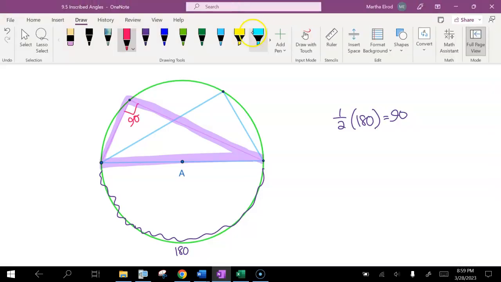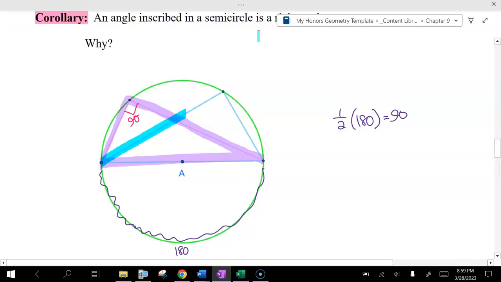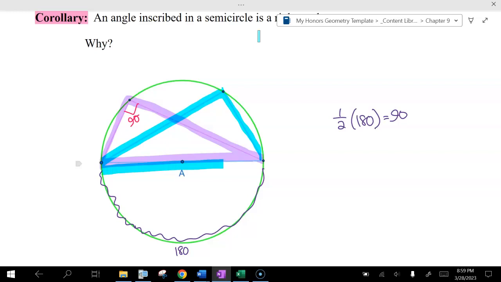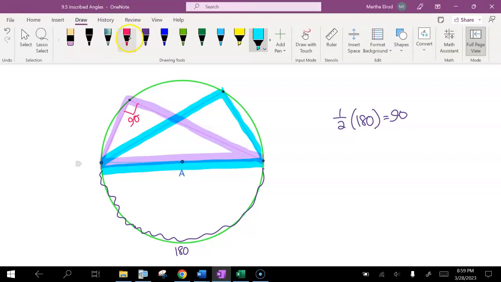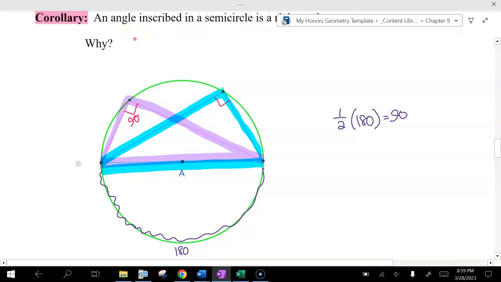And the same thing is true if we look at the blue triangle. It is also inscribed in a semicircle, which means its endpoints are on the diameter. And again, we know that that inscribed angle is going to be half of the intercepted arc, or half of 180, which gives us 90.